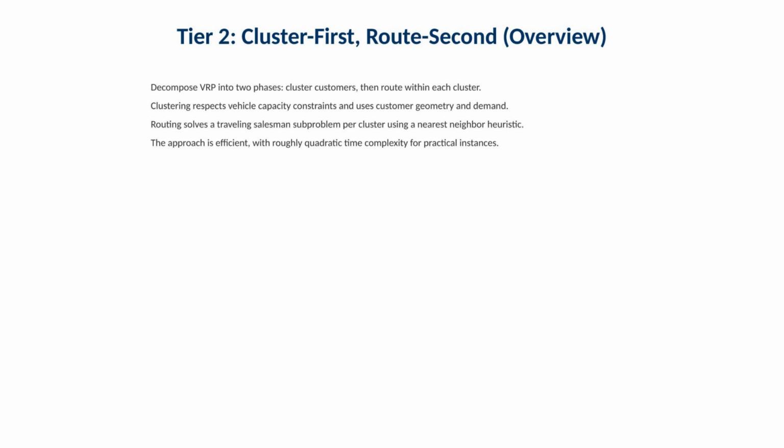Tier 2 uses the cluster first, route second idea. Instead of solving the whole routing problem at once, you first partition customers into capacity feasible clusters. Then you solve a traveling salesman-style routing problem inside each cluster. This decomposition reduces complexity and is often good enough for medium-scale daily planning.